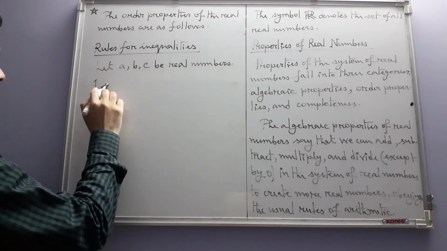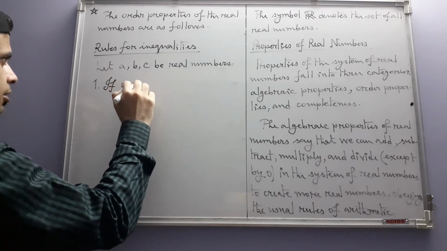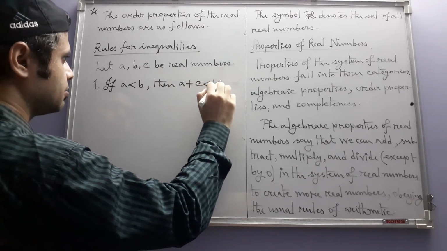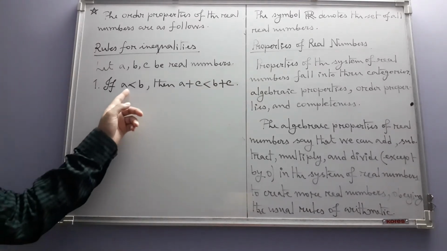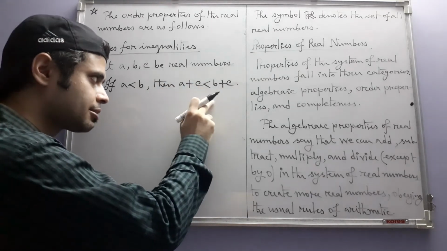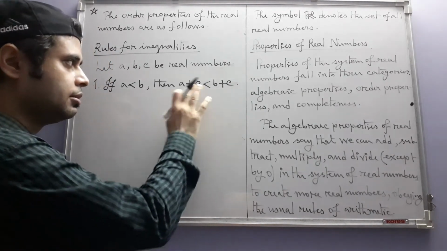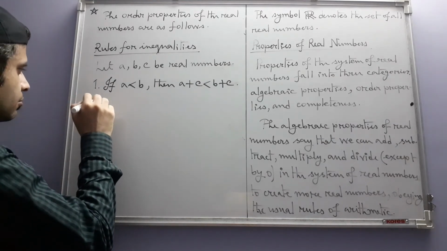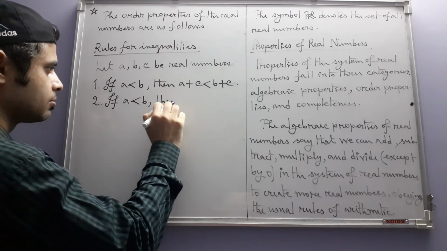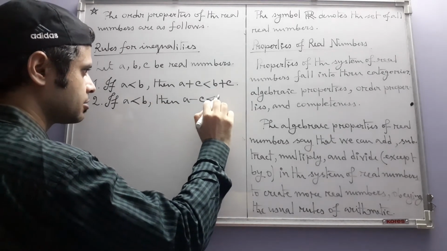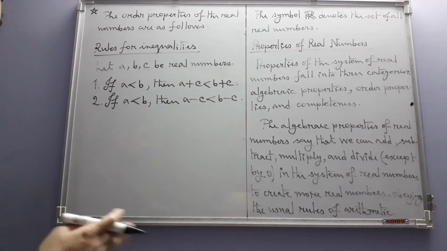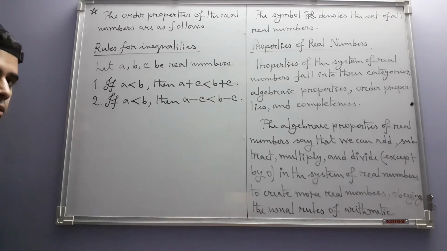The first rule is, if A is less than B, then A plus C is less than B plus C. Adding a real number on both sides of an inequality does not change the direction of the inequality. It stays like this. It does not become this. This C can be any real number. Number 2, if A is less than B, then A minus C is less than B minus C. Instead of adding a real number, you can also subtract a real number from both the sides. That also will keep the direction of the inequality same.